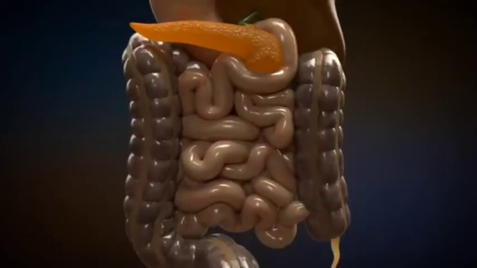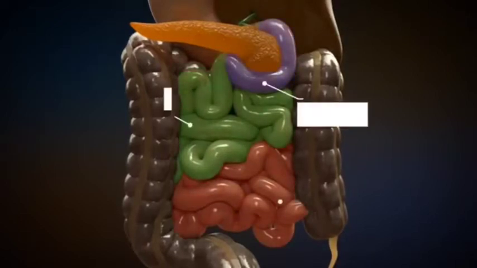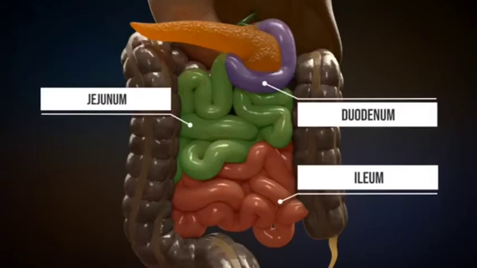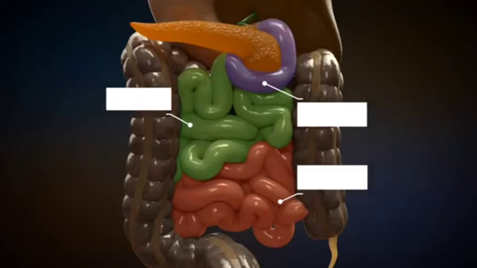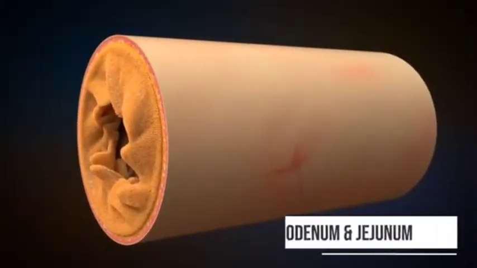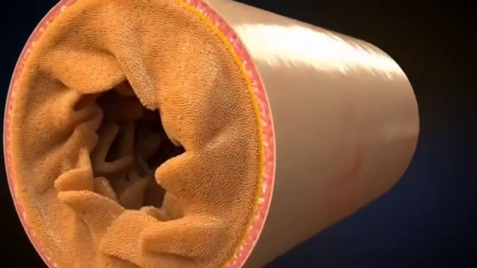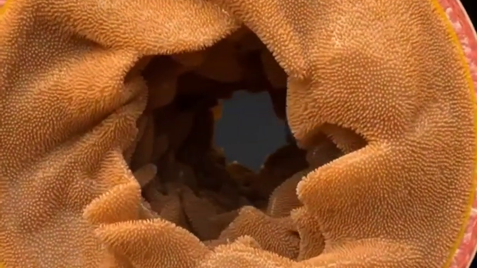The small intestine consists of three sections: duodenum, jejunum, and ileum. The ileum continues into the large intestine in the right lower abdomen. The duodenum and the jejunum have circular folds to increase the contact surface with the food. These circular folds extend about 1 centimeter into the lumen of the small intestine.